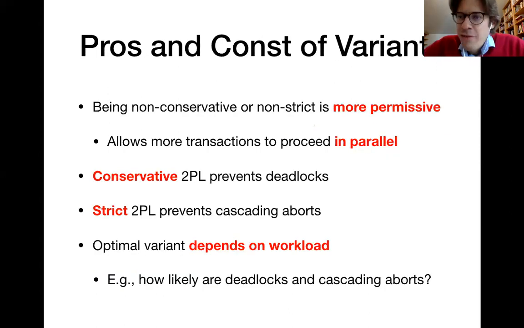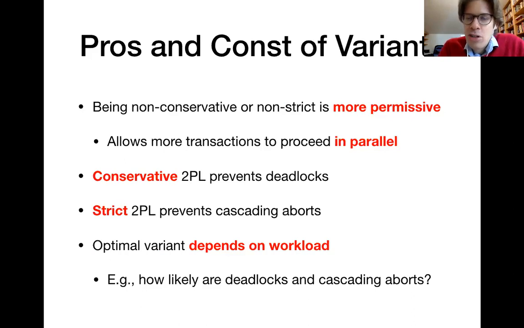So all of those variants of two-phase locking are used, and it depends on the scenario which one of them performs best. There's a couple of pros and cons about those different variants that I'm summarizing here. So generally, if you are non-conservative and non-strict, you are more permissive, which can be good for performance because it allows more transactions to interleave their steps and to essentially execute in parallel.